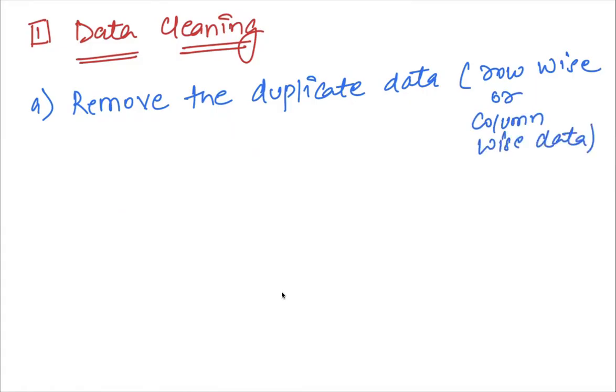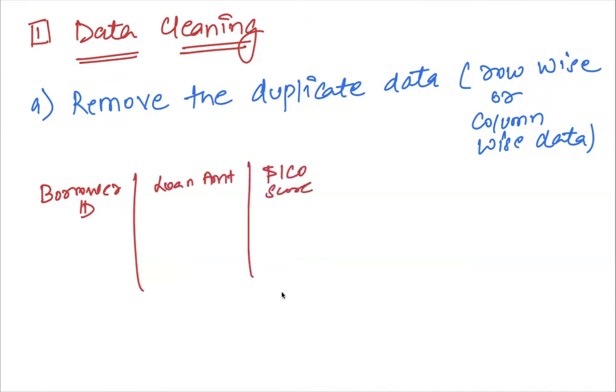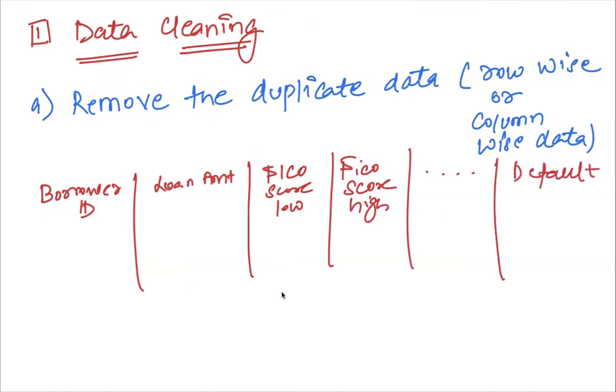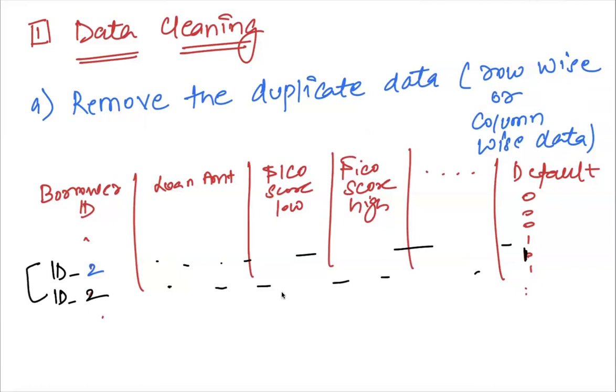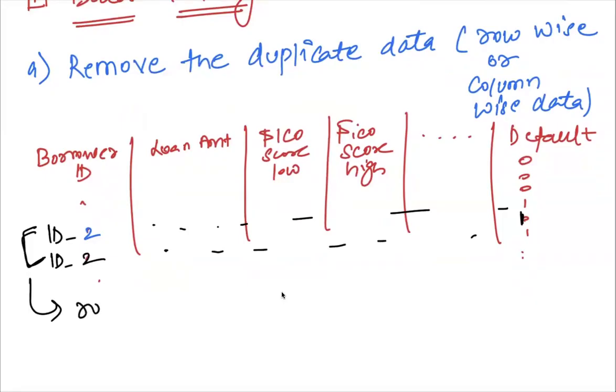An example of this: let's say this is your data set. Let's say borrower ID, loan amount, FICO score low, FICO score high, and then default, whether the borrower has defaulted or not. So you'll have 0, 0, 0, 0, 1, 0, 1, like this. If you find that this borrower ID is being repeated twice, does it make sense to have both of them? The answer is no. So this is row wise removal of duplicate data.